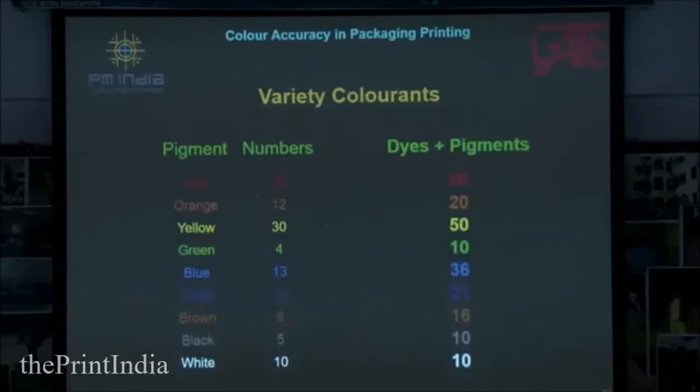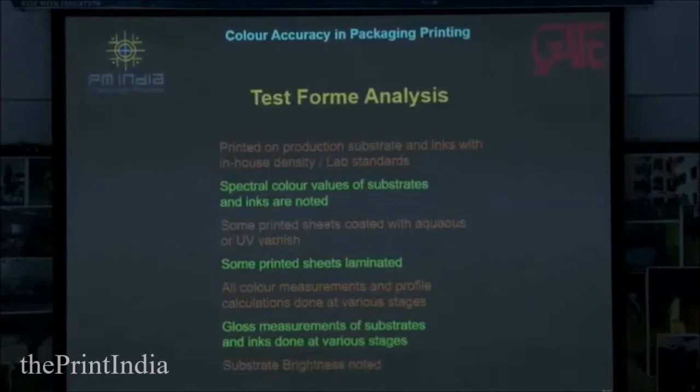So the quality of that is also important, because in packaging you have to get the right color. So in test form analysis, we have to print on the production substrate with the inks which we are going to use in regular production. Special color values of the substrate and inks must be noted, must be written down. Some printed sheets are coated with aqueous or UV varnish depending on your process. Some printed sheets are laminated. All color measurements and profile calculations are done at various stages.